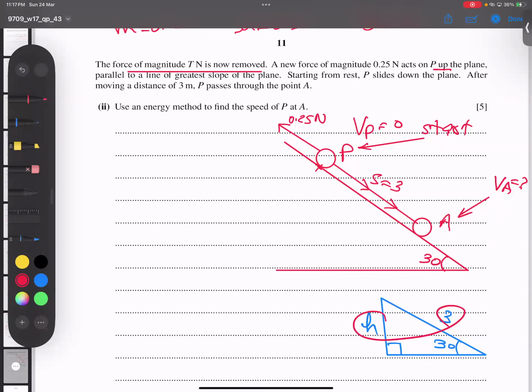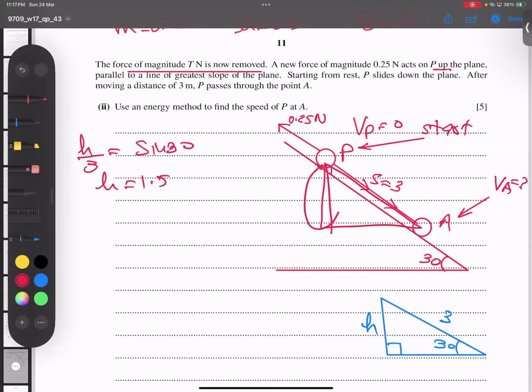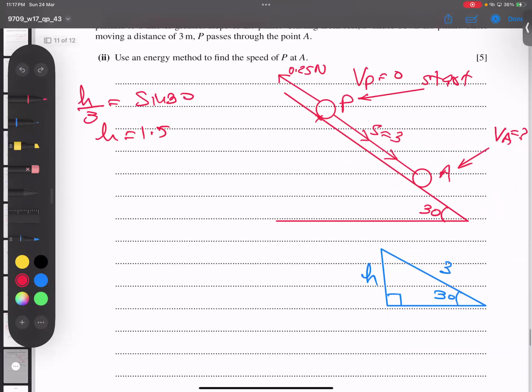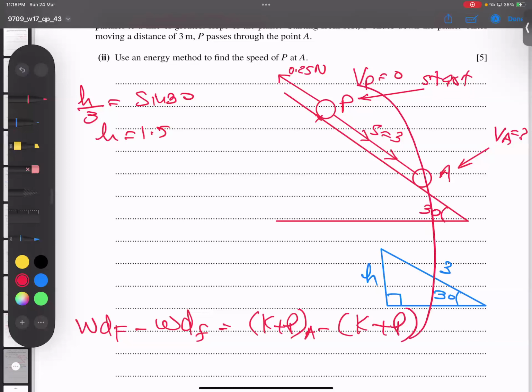So opposite by hypotenuse, you know it very well, is called sine 30. And sine 30 is a half. So I got 3 multiplied by a half, I got 1.5, or 3 by 2, same thing. So this height, students, I can tell you is 1.5 for sure. Let's apply the magic formula. What is the magic formula? You know it: work done by applied force, work done by frictional force, equals kinetic energy plus potential energy at the end point A, minus K plus potential energy at the starting point P. Hold on. Let's apply the formulas one by one.